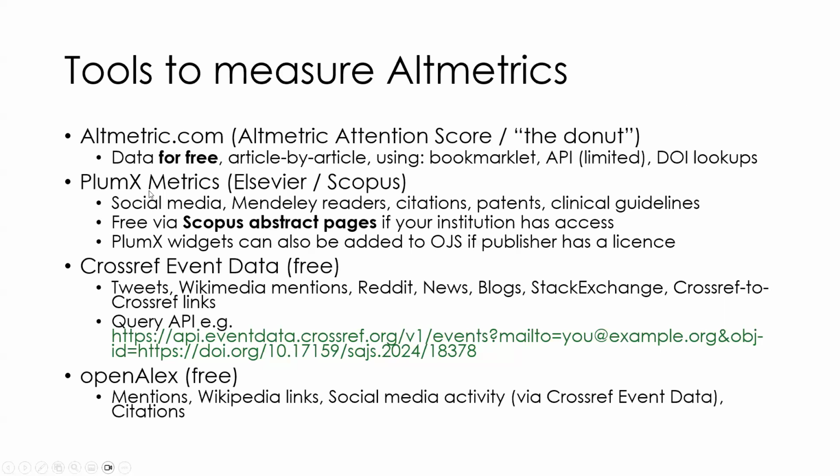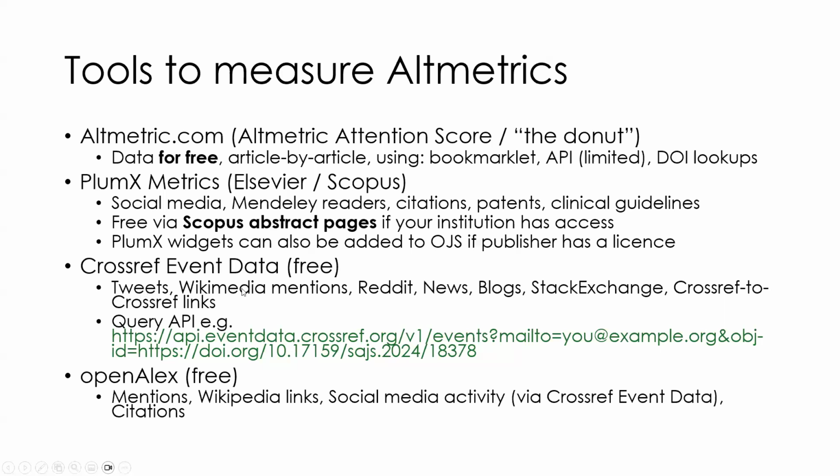They also have a limited API call you can do, and they can do lookups. PlumX Metrics is an Elsevier Scopus product. They track social media, Mendeley readers, citations, patents, clinical guidelines. It's free via the Scopus abstract pages if your institution has access, which we don't. And PlumX widgets can also be added to OJS if a publisher has a license.